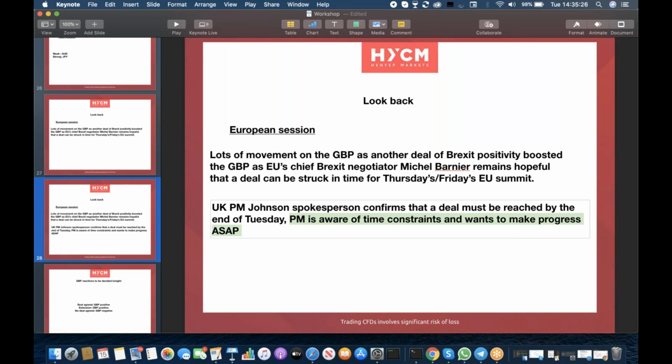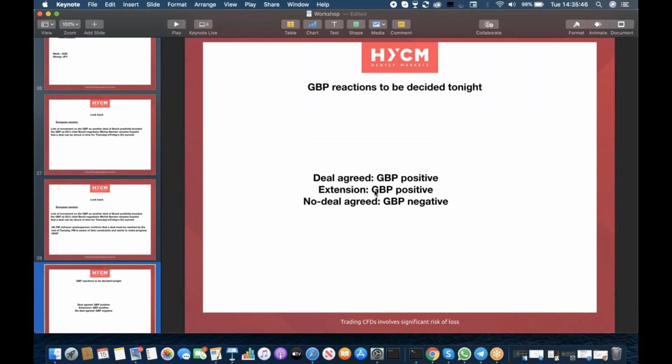Okay, so just to be aware that there is a slight option of another time before October the 31st. Officially, that's when Britain has to leave the EU. And what I'm trying to say is that it's all coming to a crunch potentially today and tonight. This is a very important day. So what's going to happen with the pound?